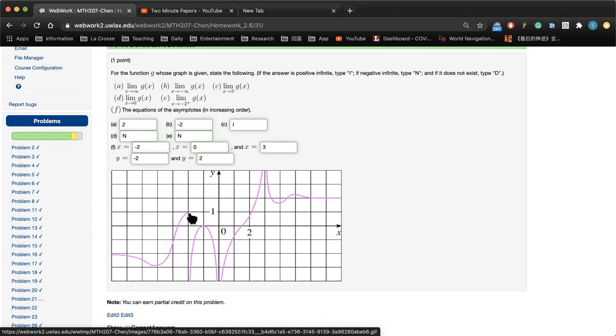Even though on the left this one doesn't go to infinity or negative infinity, on the right it does. It's still a vertical asymptote. On the test, sometimes it asks, write the asymptotes in increasing order, like it did here.